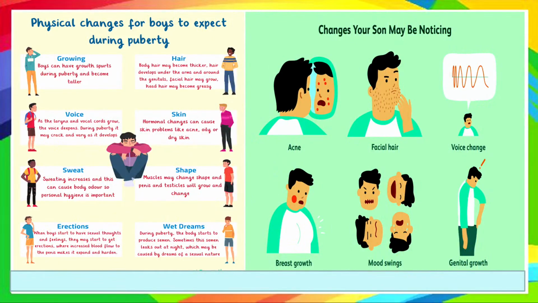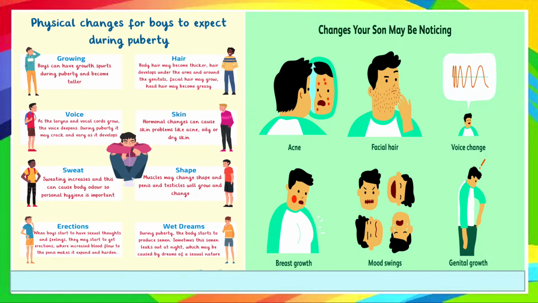So here you can see some of the major physical changes that boys can expect during puberty, or the changes you may be noticing in your son as a parent. Growing, boys can have a growth spurt during puberty and become taller. Hair, as I told you, the body hair may become thicker, hair develops under the armpits and around the genital organs. Facial hair may grow. Head hair may become greasy also.